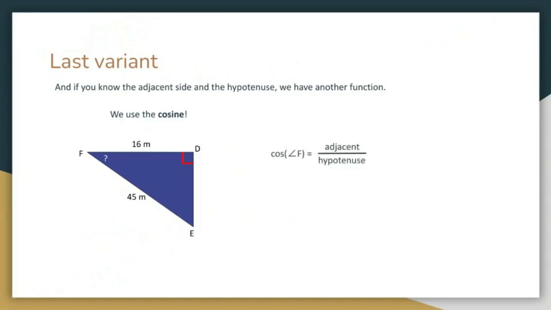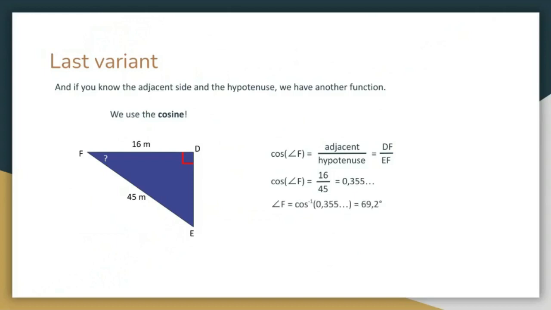So, if you want to figure out angle F, you follow these steps. First, you write down the trigonometry ratio you need to use, in this case the cosine, which is adjacent over hypotenuse, meaning DF over EF. We fill in the numbers we know and calculate the result. Finally, we take the inverse cosine to find 69.2 degrees for angle F.